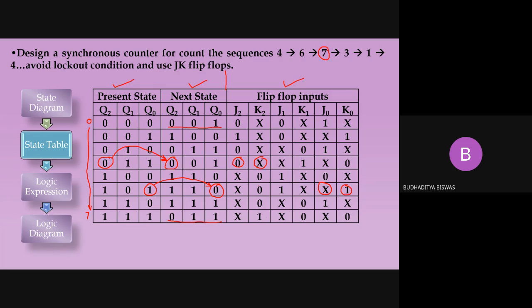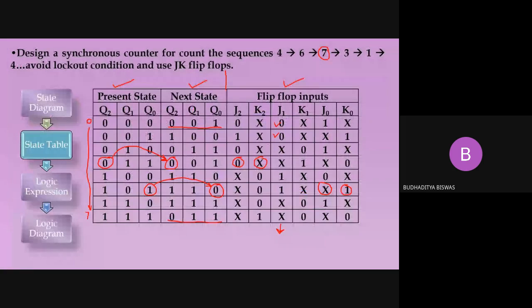After filling out the flip-flop inputs, look at every input of the flip-flop, J2, K2, J1, K1 and J0, K0, and see how many K-maps we need to do. Here I can find out that for finding the expression for J1, we need to do the K-map because some zeros are present here. So we need to do 1, 2, 3, 4, 5, 6. We need to do 6 K-maps unfortunately in this design, because no such column is there in the flip-flop inputs where all the inputs are either 1 or don't care.